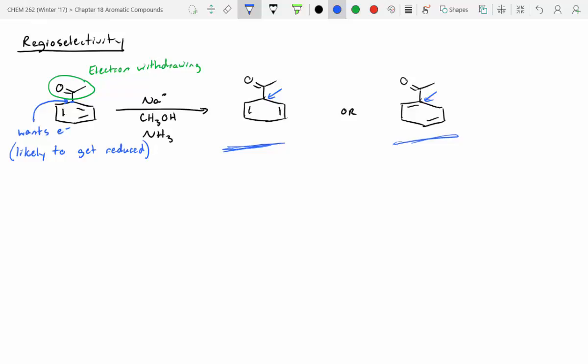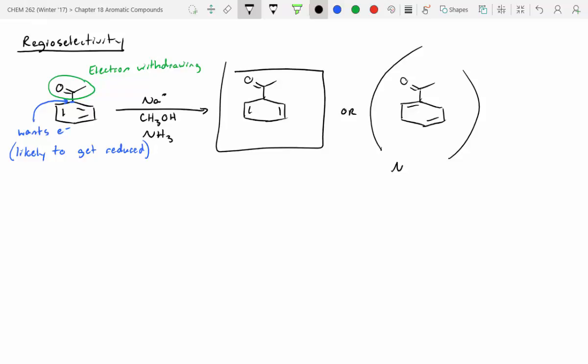So if we went through and did the oxidation number for these, going from here to here, there'd be no net change for that carbon, right? However, going from here to here, we would have a reduction at that position, right? So in this case, we can predict that this would be our product, which is correct, and this one is not observed. All right, let's do another one.